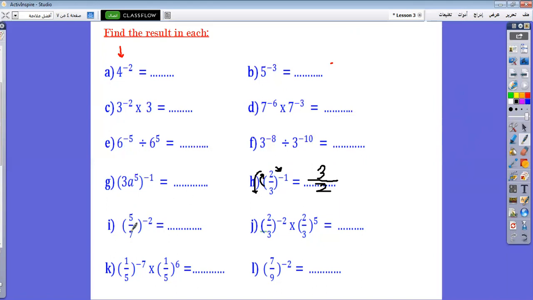Question number I: 5 over 7, all power negative 2. I want it to be positive. When you want to get the positive power, get the reciprocal, or the multiplicative inverse. So instead of 5 over 7, it will be 7 over 5, all power 2. We will distribute the power, so it will be 7 squared over 5 squared, which is 49 over 25.